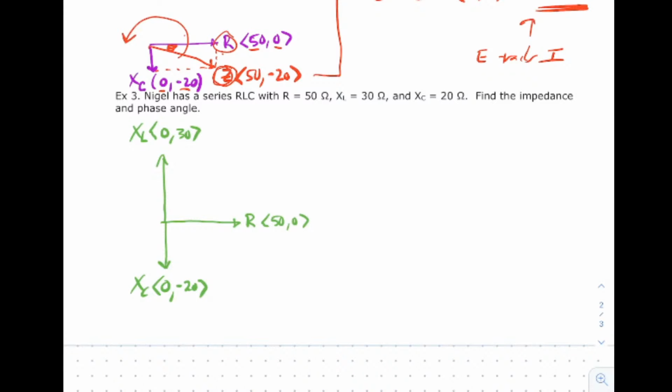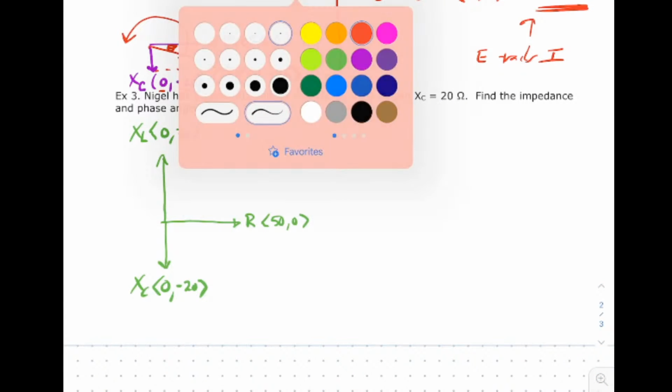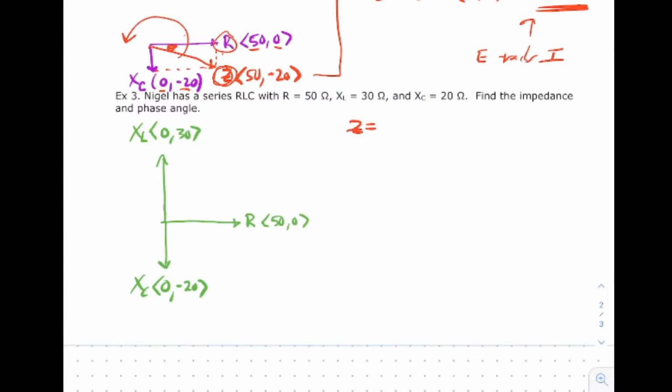Cool. That's that. Now I do like to do my impedance in red. The impedance is what you get. That's supposed to be a Z. Let's try to make it look like a Z. The impedance is what you get when you add all three vectors together. And we saw earlier that the easiest way to add vectors is to add their X components and their Y components separately. So adding the X components, 0 plus 0 plus 50 is 50. Adding their Y components, 30 minus 20 is 10, plus nothing is still a 10. So the impedance vector is going to have a positive X of 50 and a positive Y of 10.